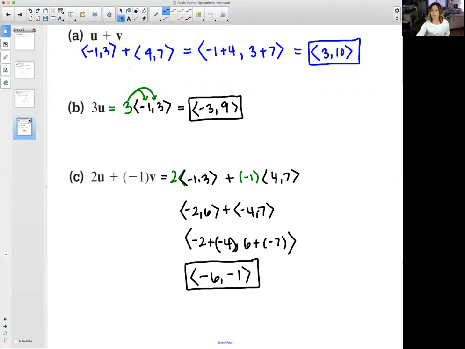So just remember as you're going here, we've got vector addition, which is just adding together your horizontal component to your horizontal component, vertical to vertical. Remember, if it's subtraction, you just subtract them, so just be careful on that subtraction operation. And then for scalar multiplication, you simply just distribute the scalar into the vector. And that's it.